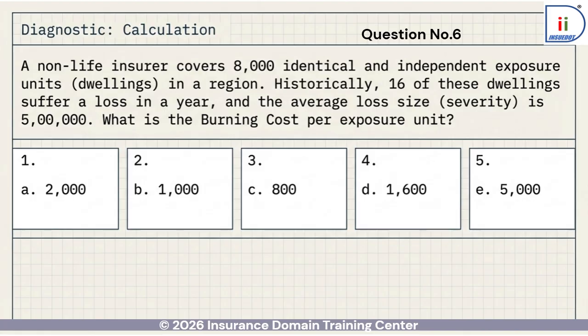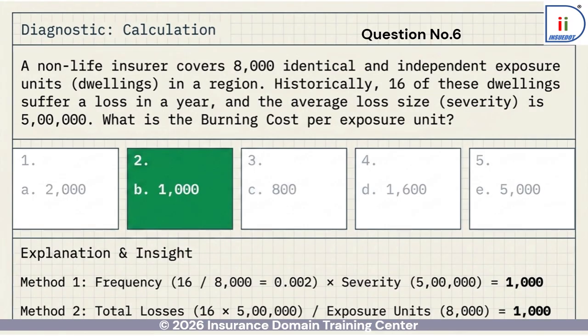Have you chosen the answer? Pause the video if you need some more time. The answer is option B, 1,000. Burning cost is achieved by multiplying frequency and severity. Frequency is calculated by dividing number of losses by number of exposure units. Here the number of losses is 16. Number of exposure units is 8,000. Dividing these two will get a result of 0.002. Then we need to multiply this by severity, which is 5 lakhs, where you will get burning cost as 1,000. Using the second method also the result is rupees 1,000 as depicted in the slide.